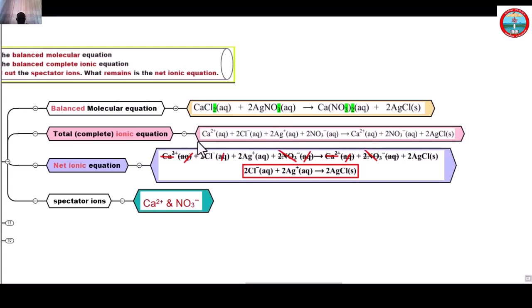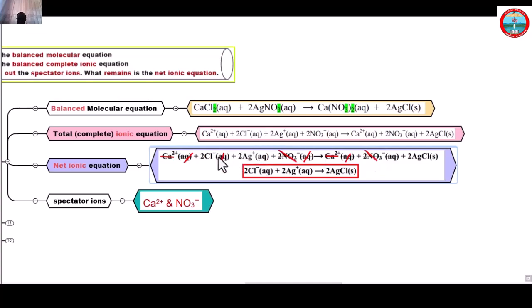Another thing is, if there are the same ions on the reactant side and the product side, cancel those ions. Here we have calcium ion on the reactant side and calcium ion on the product side, so cancel this calcium ion and this calcium ion. Similarly, here we have the nitrate ion on the reactant side and the nitrate ion on the product side, with equal moles, so the nitrate ion is cancelled also.